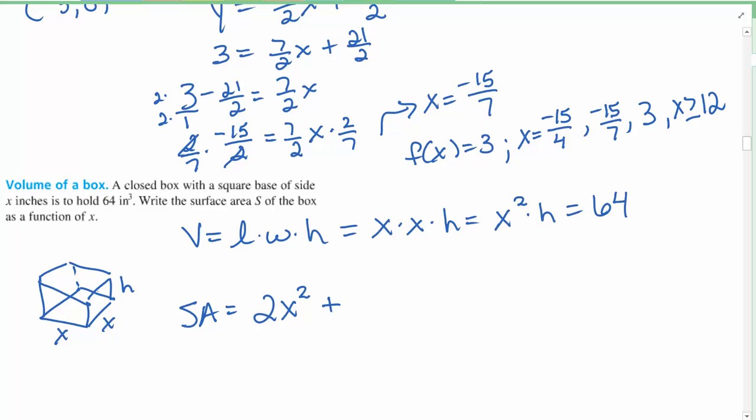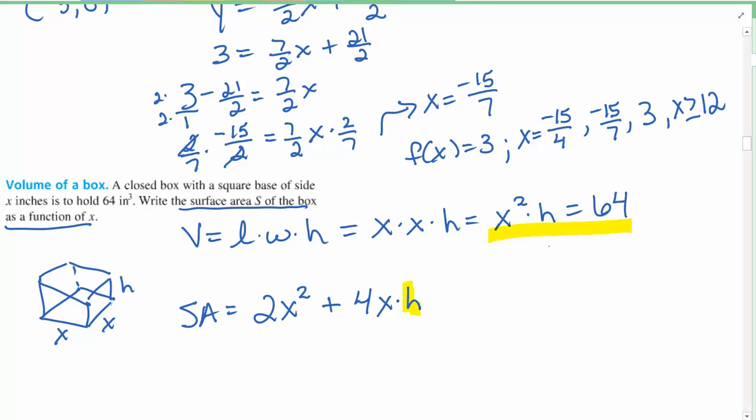Well, you have 4 sides, and they each have an area of x by h. So you have 4x times h. Now, the problem asks you to write the surface area as a function of x. So the problem is, in this equation that we've come up with for our surface area, we have an h in it. So we need to solve this volume equation for h, and then use that information to plug it in to describe the surface area in terms of just the letter x.